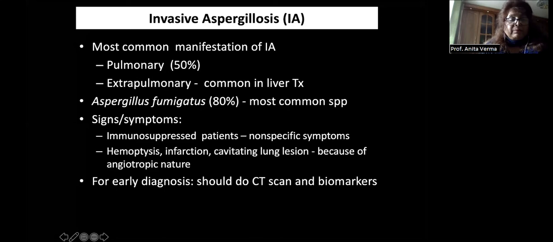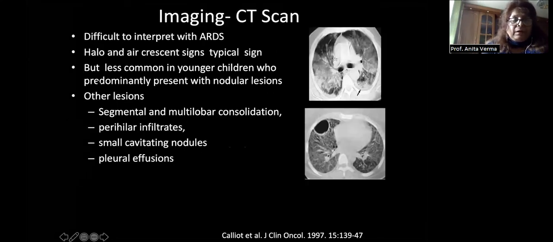The signs and symptoms can vary, depending upon the patient population. In immunosuppressed patients, they can be very non-specific symptoms. Hemoptysis, infarction, and cavitating lesions are secondary to the angiotropic nature of aspergillosis. For early diagnosis, we should do a CT scan and biomarkers. If the patient has ARDS, it is difficult to interpret the scan.